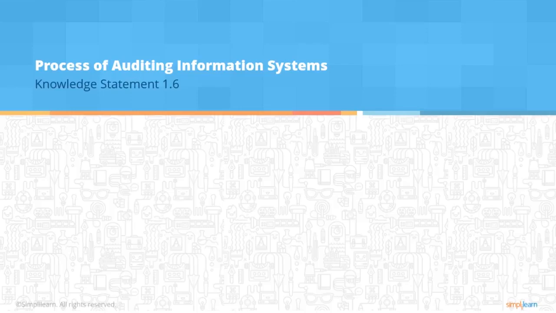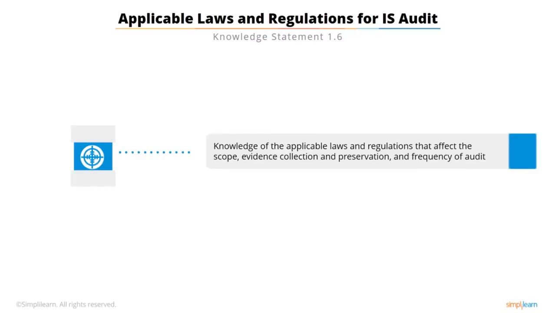CISA Knowledge Statement 1.6. Knowledge of the applicable laws and regulations that affect the scope, evidence collection and preservation, and frequency of an audit.